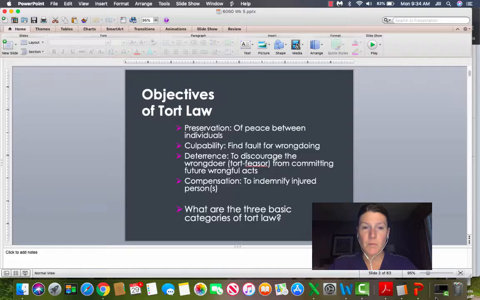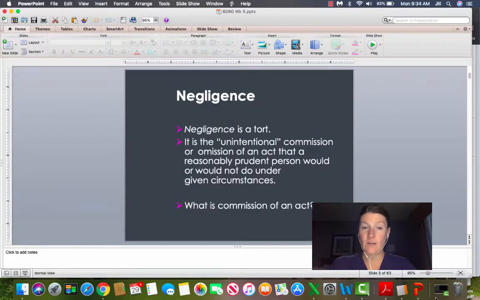So the purpose of tort law is really to hopefully keep and create peace between people, find fault for wrongdoing, to deter people from committing these torts, and then to indemnify folks that are injured. Think malpractice. So it provides compensation to folks that are injured under a violation of a tort.